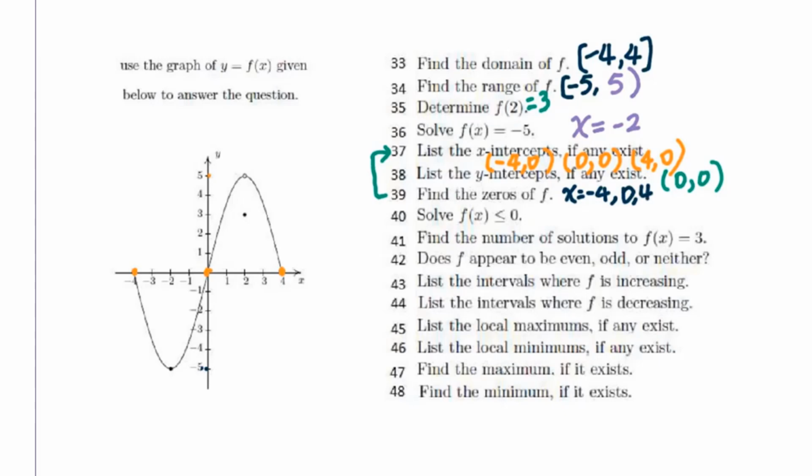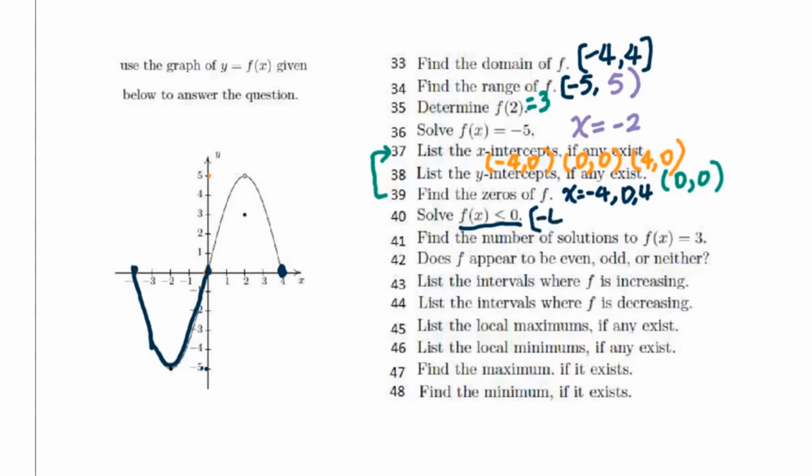Solve f of x less than or equal to 0. Less than or equal to 0 means we need the graph below the x-axis. So we find the part of the graph below the x-axis, from here to here. Since we have an equal sign, all x-intercepts count. Also, this 4 counts.